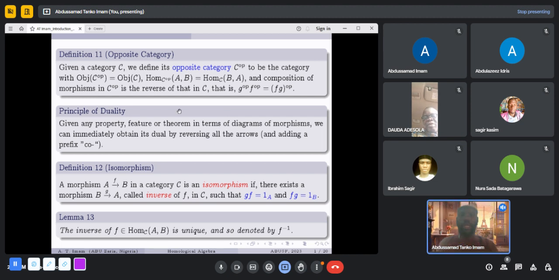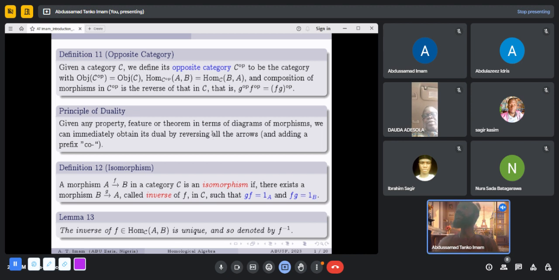G opposite composed with F opposite is just the opposite of the composition. You can perform the composition initially inside the original category, and then take the opposite of the composition. This is how you compose in the opposite category.